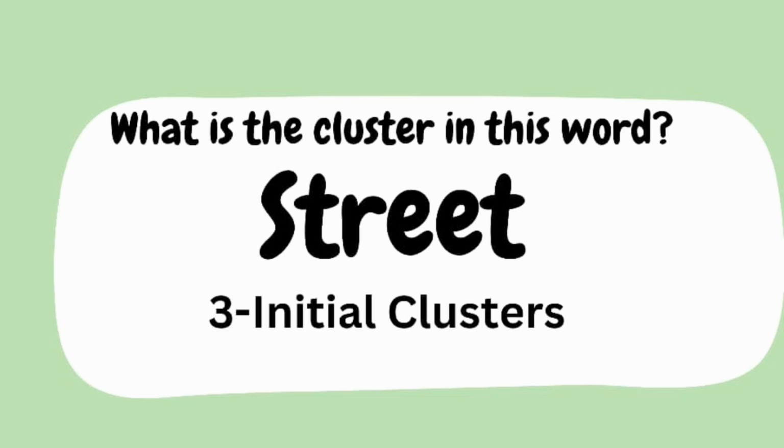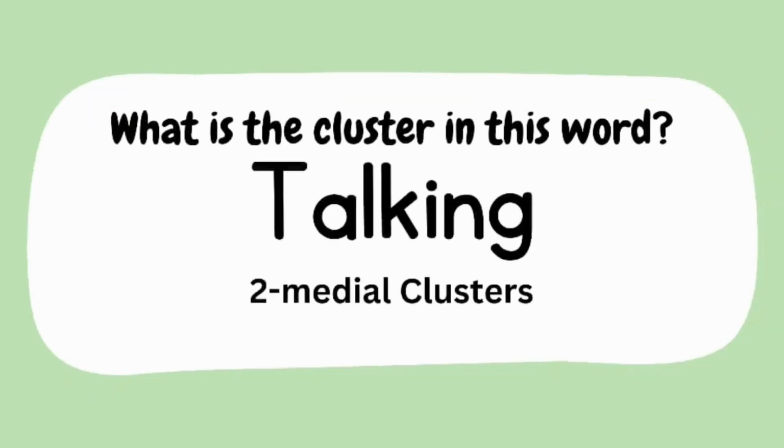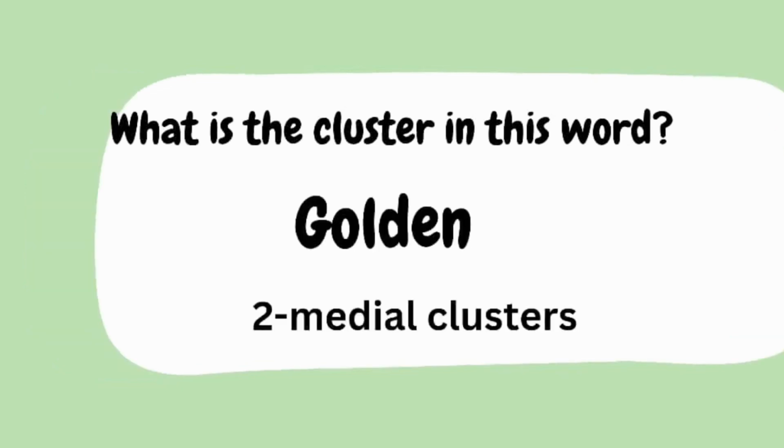What is the cluster in this word? Talking. Okay, we have l and k in the middle of this word. L and k are consonant sounds that follow each other in the middle of this word. So we say the word has two medial clusters. Walking, talking are good examples of words that have two medial clusters in them. Another example can be found in the word golden. Two medial clusters are in the word golden.